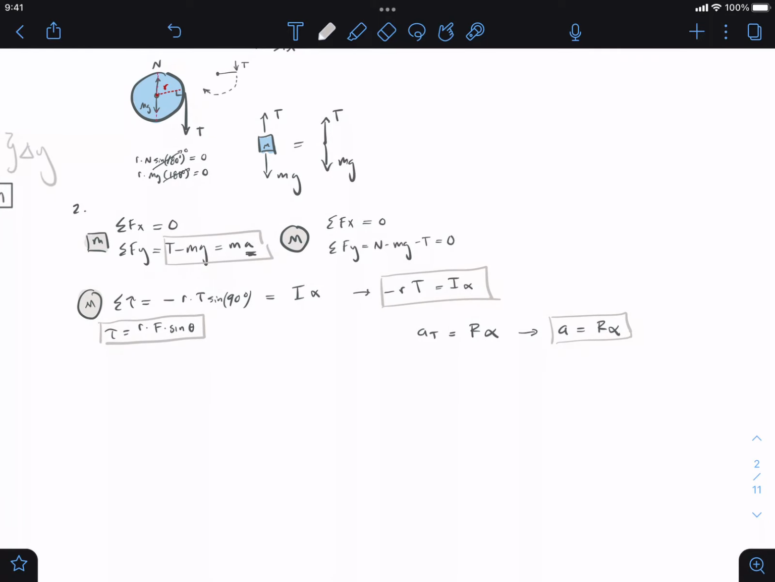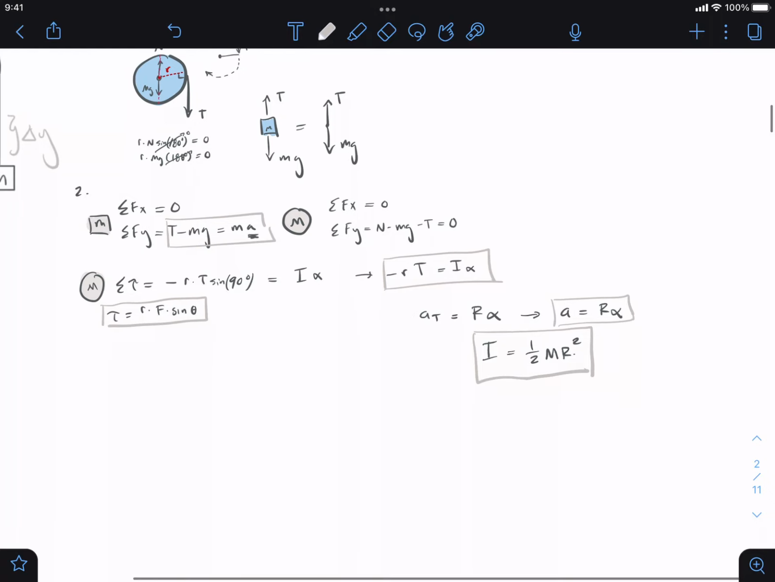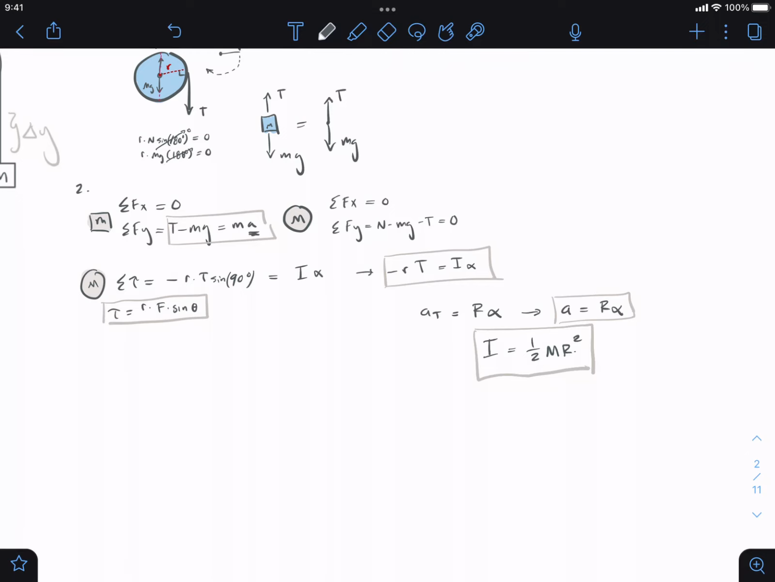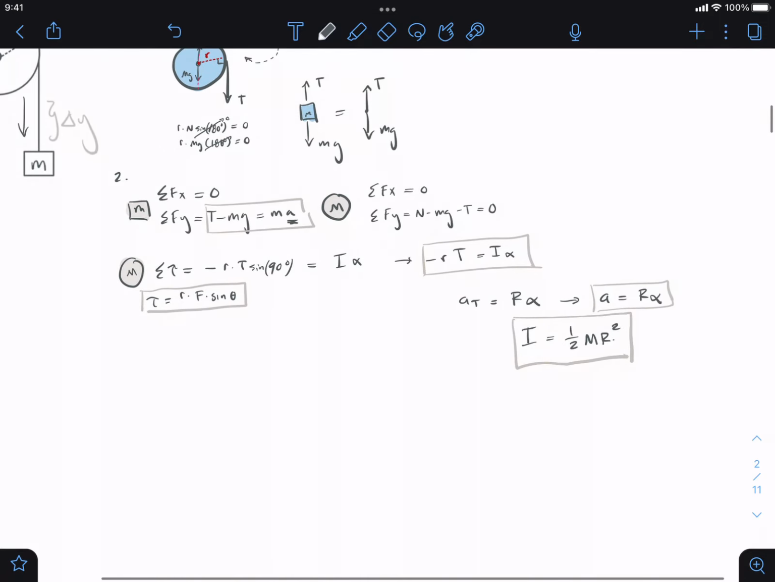Oh, let's grab one more thing too. We know that the I is equal to 1/2 mr squared for a disk when it's rotating about its center. That's the mass moment of inertia, or the resistance to the change in rotation when you're spinning it about the center. The mass moment of inertia is going to be different depending on where you're spinning an object, but there are common lookup tables for when you're spinning an object around its center.